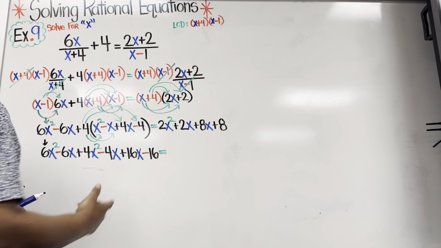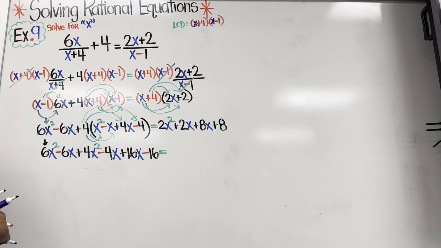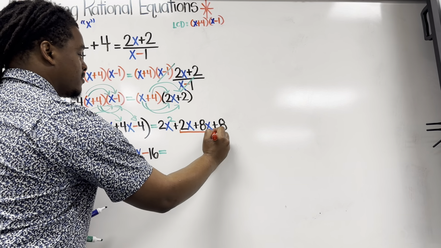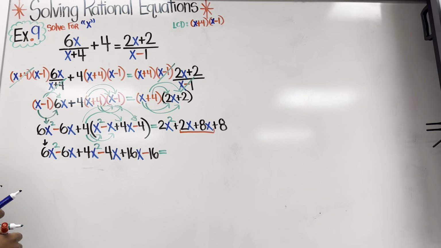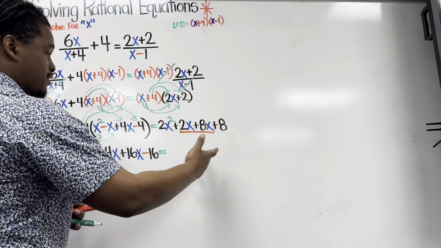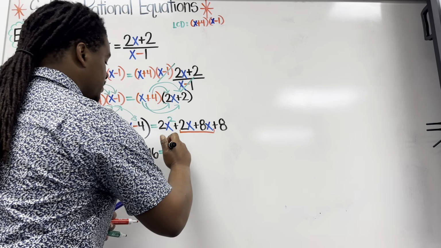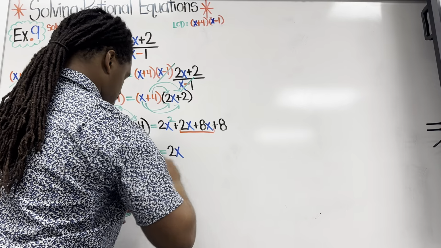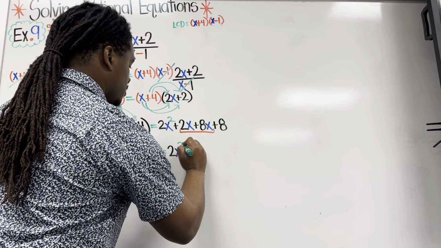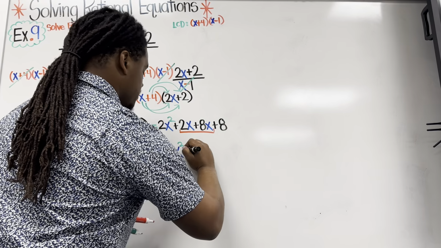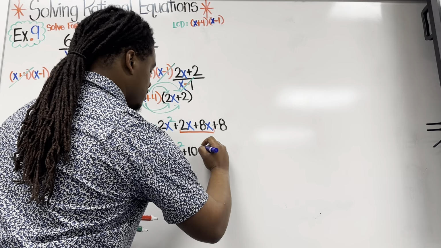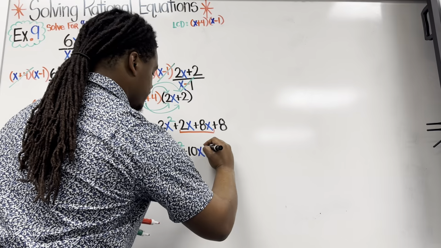What I can actually do, guys, I can actually start combining like terms. I can combine 2x and 8x, okay? I can combine those like terms. So I'm gonna do that, which that's gonna turn into 10x. So now it's gonna be 2x squared plus 10x plus 8.